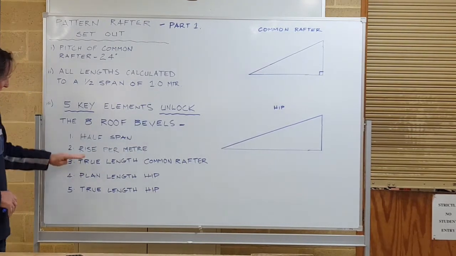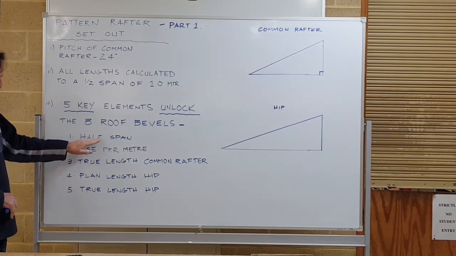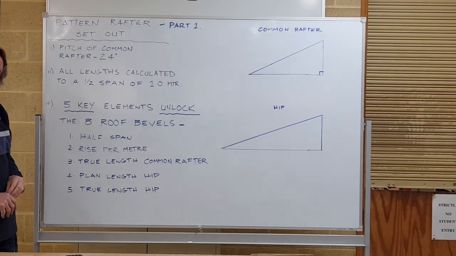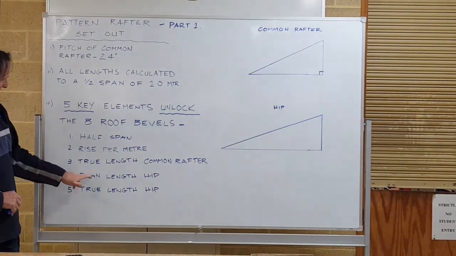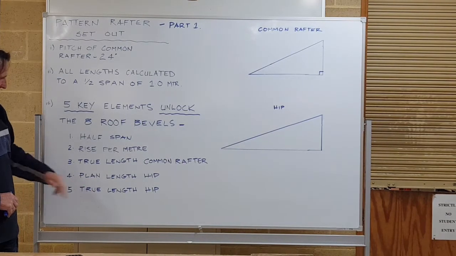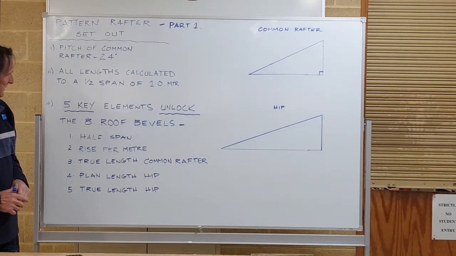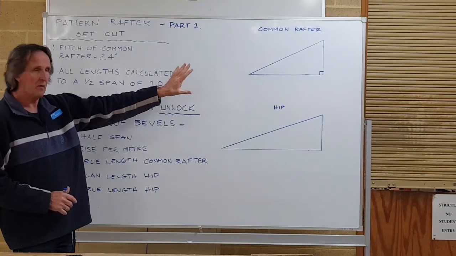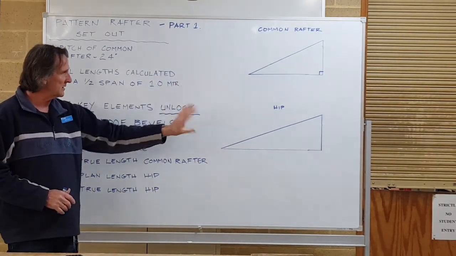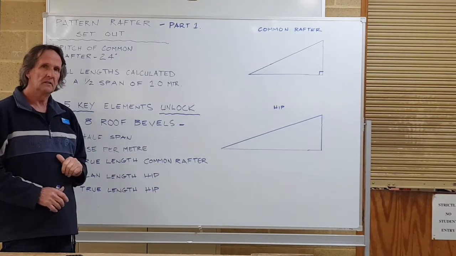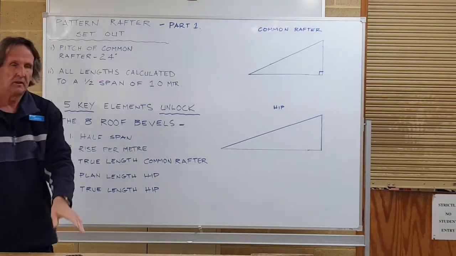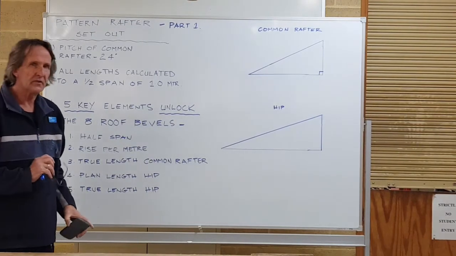The 5 key elements: your half span, your rise per metre, your true length common rafter per metre, plan length hip, true length hip. Those 5 key elements we're going to fit around your common rafter right angle triangle and your hip triangle, based on that pitch, 24 degrees.